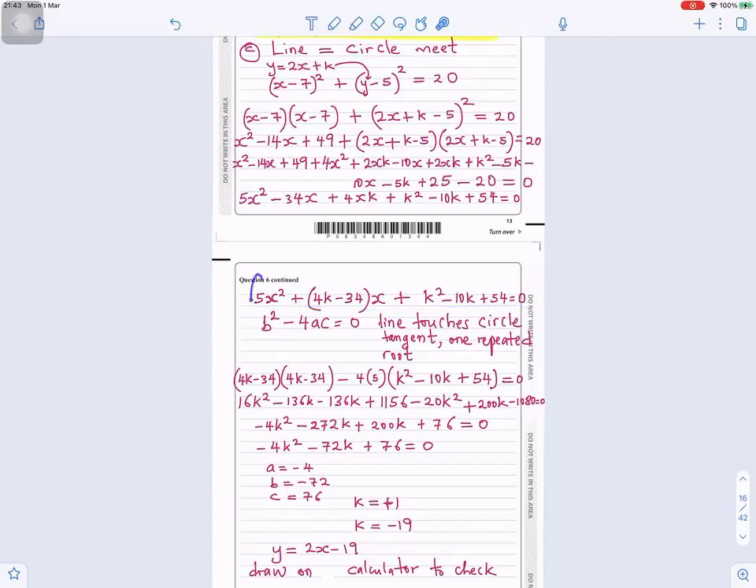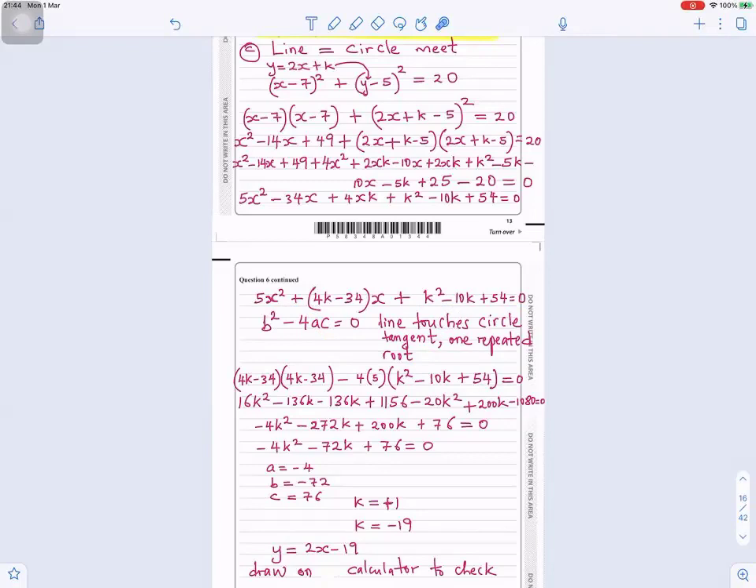So A is this, B is that, and C is this one. Because the line touches the circle, which is a tangent or one repeated root, you use b squared minus 4ac equals 0. So you know your b is 4k minus 34. So you do b squared, you multiply it twice, minus 4 times a, which is 5, times c, which is that expression there.